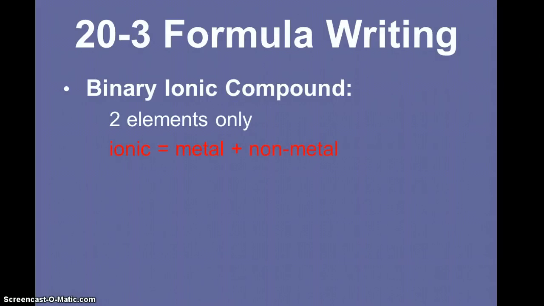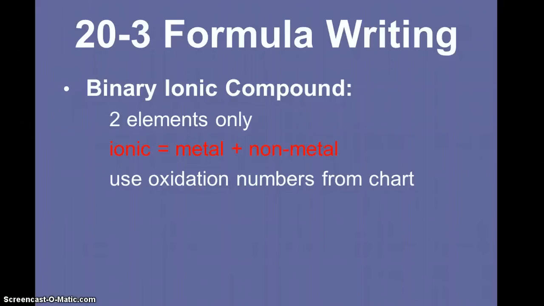Now, an ionic compound, which you've already gone over, is a metal plus a nonmetal. Metal to the left of the stair step, nonmetal to the right of the stair step. When writing these binary ionic compounds, we're going to be using those oxidation numbers literally right from your periodic chart.